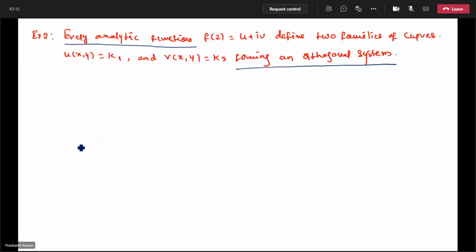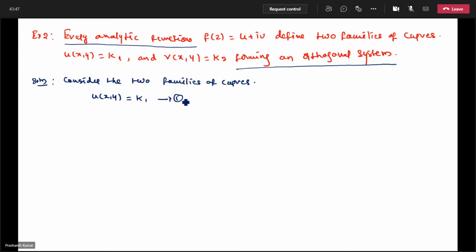Now come to the point. How can we solve this particular problem? First of all, consider the two families of curves. What are those? Given that u of x comma y is equal to k1, and this is equation 1, and v of x comma y is equal to k2. This is equation number 2.